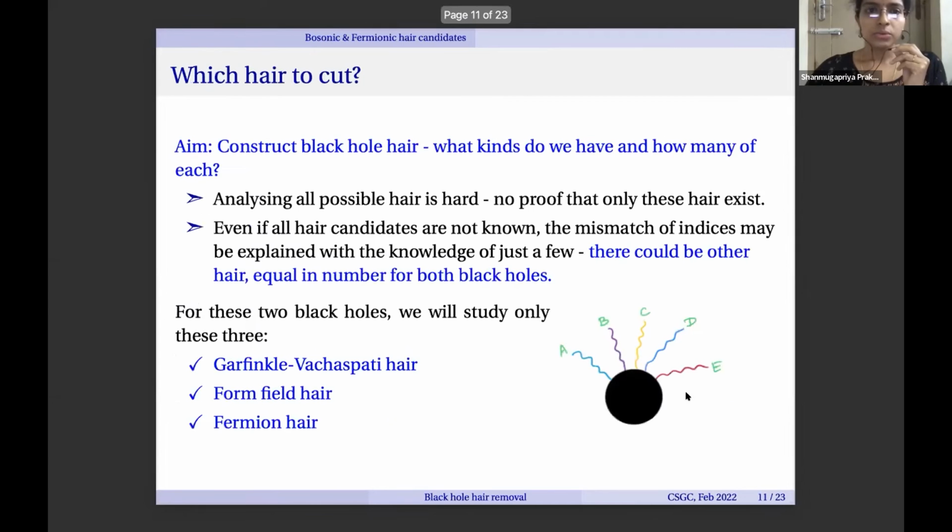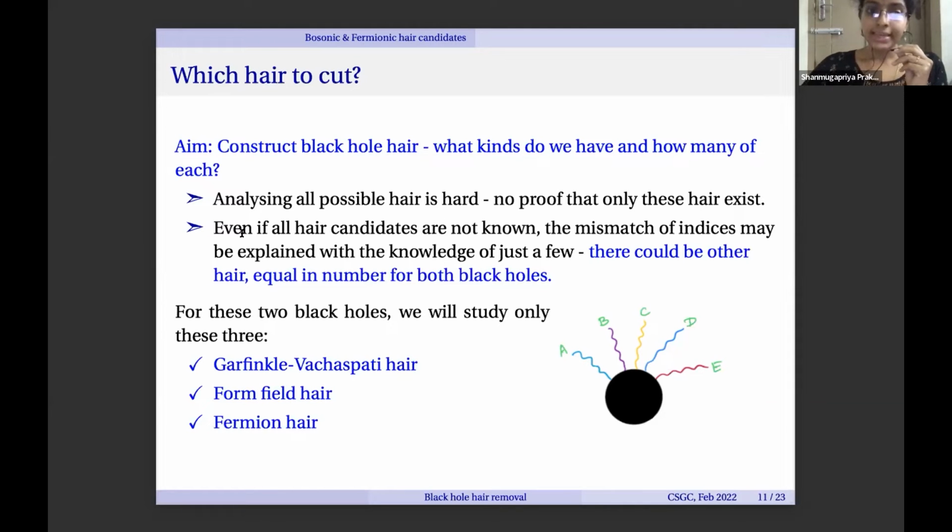Okay, so what is our aim? Our aim is to construct black hole hair, and we want to see what kinds of hair we have and how many of each kind. However, analyzing all possible hair is hard. So supposing we have a few hair modes at hand, there is no proof that only these hair exist.